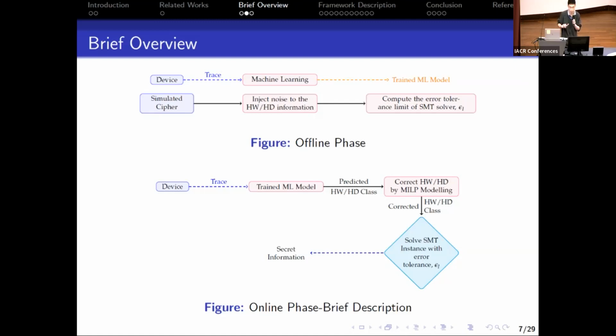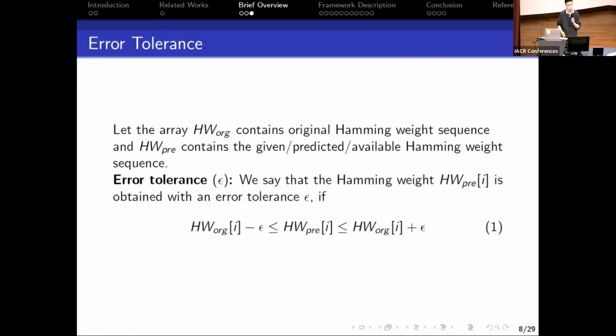Then we do a correction using MILP, which we'll explain again later. Then we get a corrected Hamming weight and Hamming distance class. Then we pass this to the SMT solver, and this SMT solver will give us the secret information back. So this is the overview of our approach.